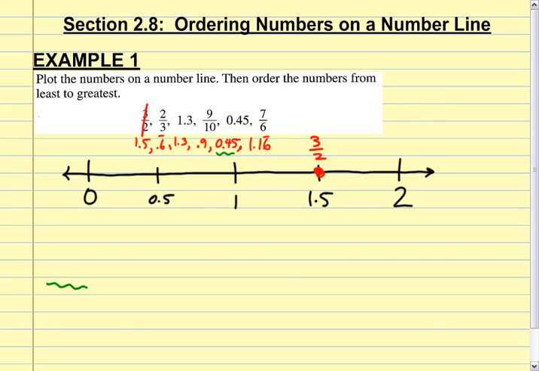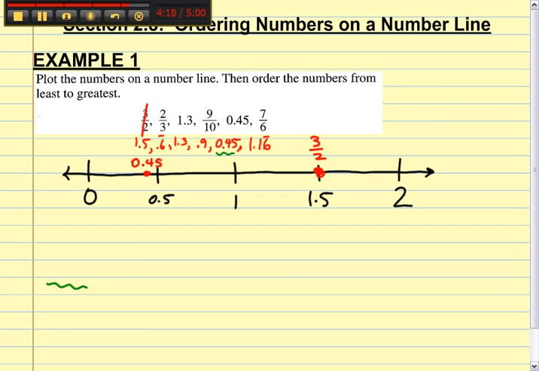What's the next number you'd like me to put up there? Vivian? 0.45. Okay, 0.45. You agree that it's going to go just before 0.5? And I'm going to write 0.45. Now look, I'm going to move this out of the way. And you know what? I'm going to pick up the pace just a bit.